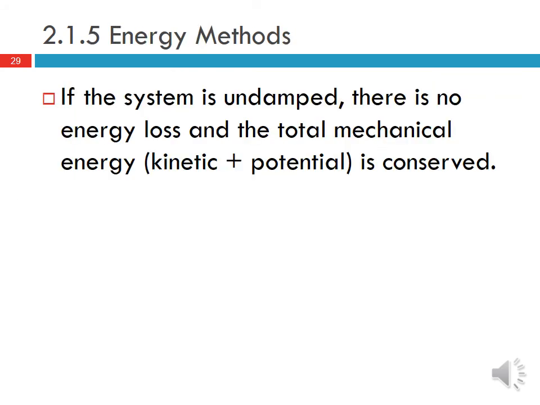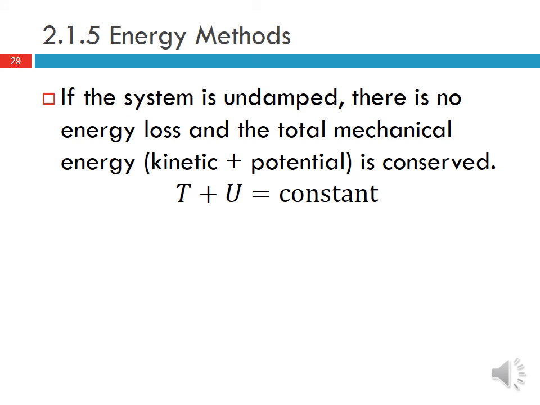Now, another approach that we can use is using energy methods. If the system is undamped, there's no energy loss, and the total mechanical energy, which is the kinetic plus the potential energy, is conserved. So it's a conservative system. In a system like this, we can use something that's called the energy method.